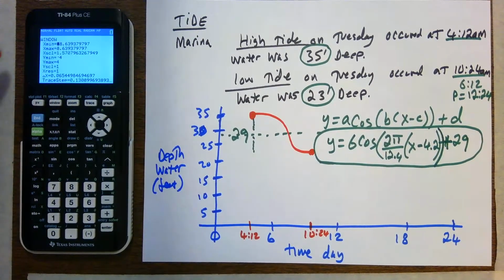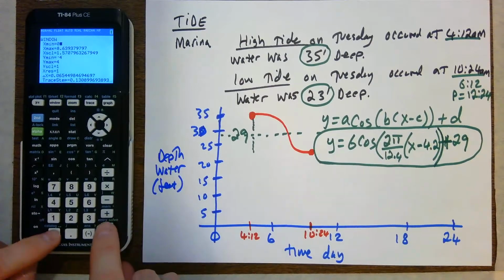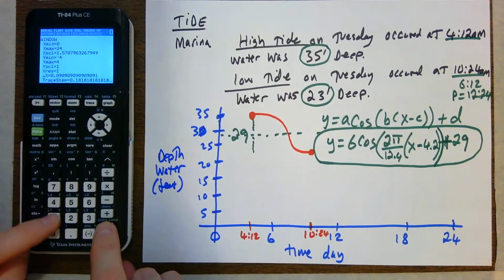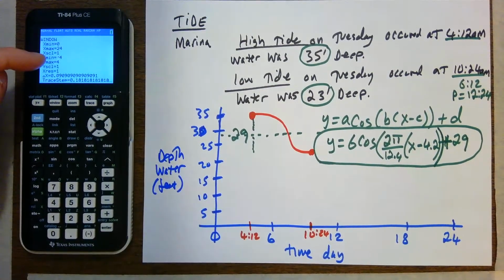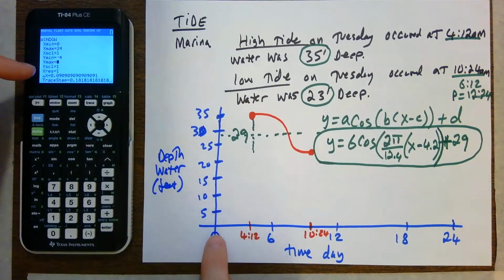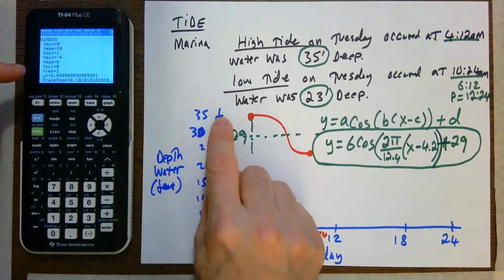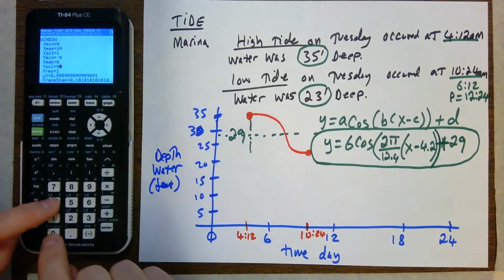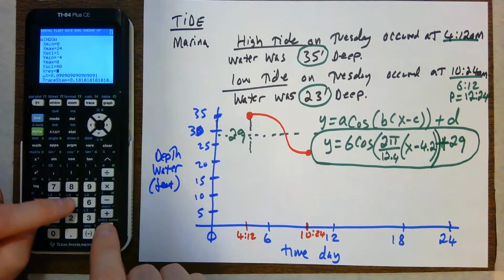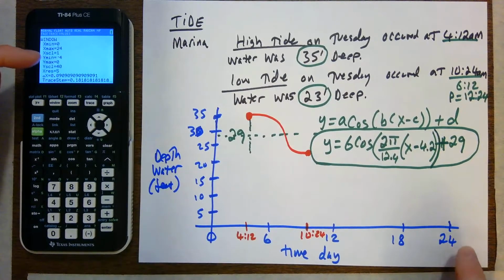So I'm going to go to my window. Now, my x's are my times of day. I'm going to go from 0 to 24 hours, scaled in 1 hour increments on my x's. My y is the depth of the water. Well, I'm going to go from 0 feet deep to, let's go more than 35 feet deep. Let's go to 40 feet deep, scaled in 5-foot increments.